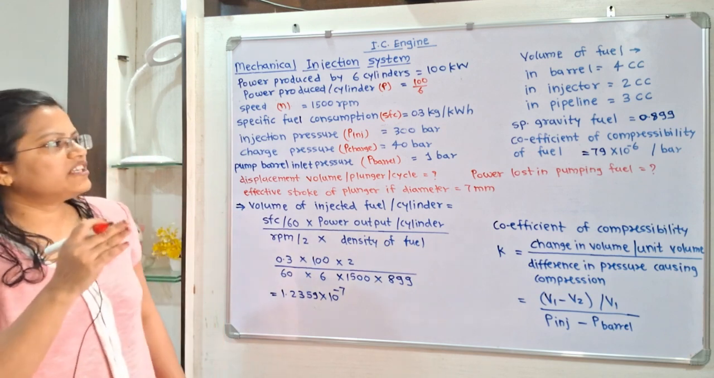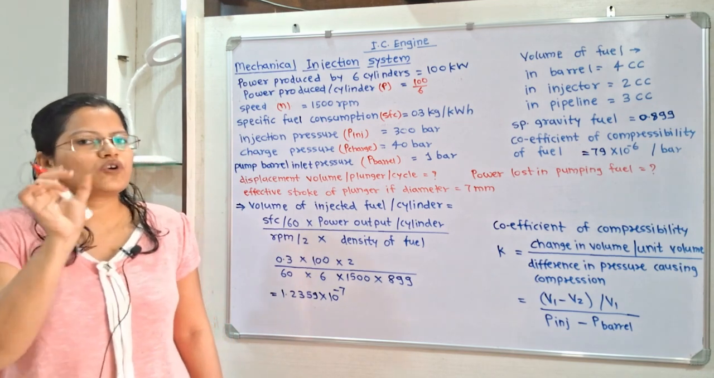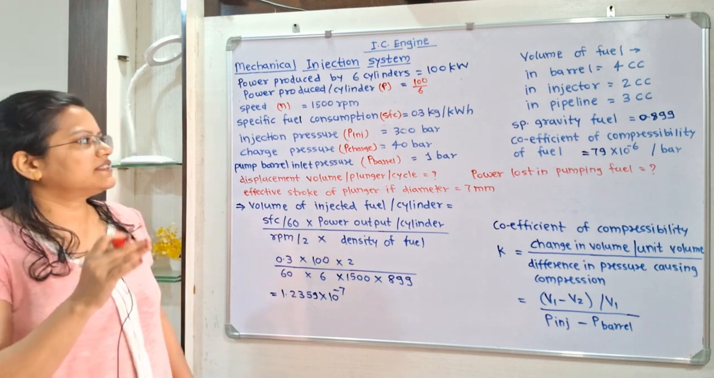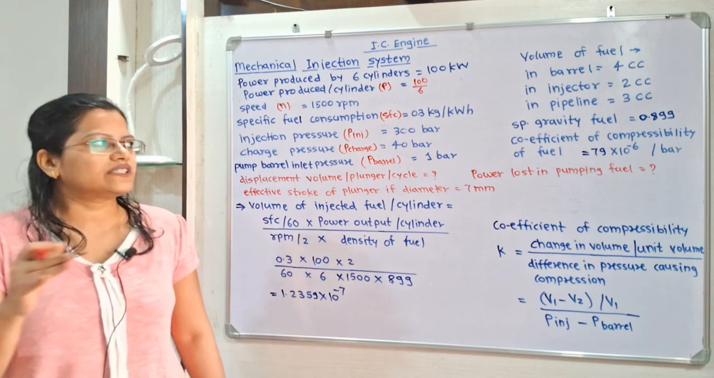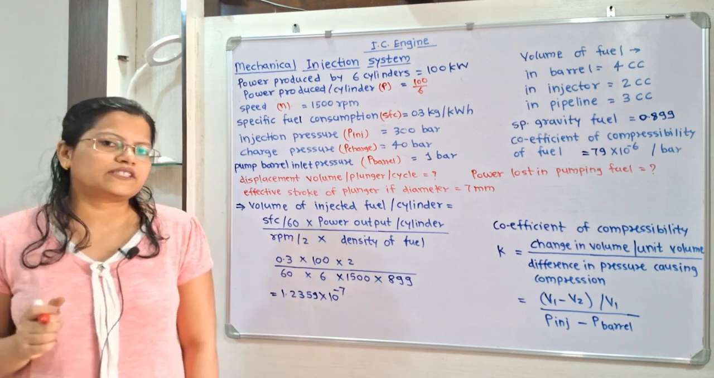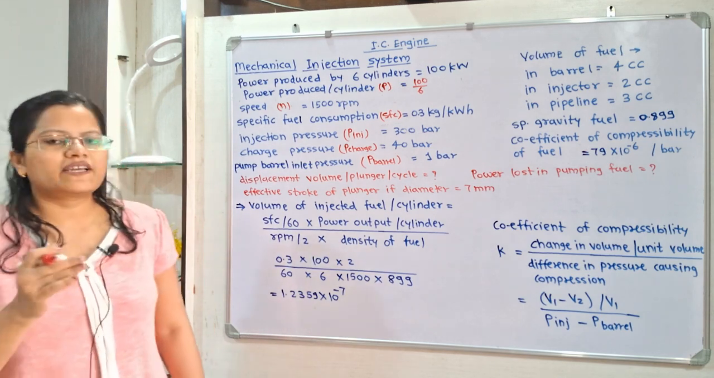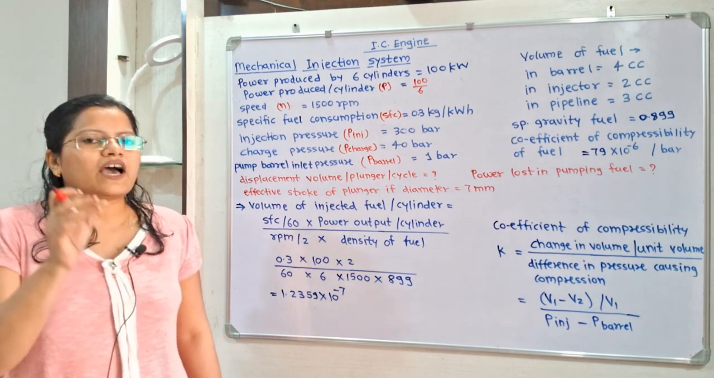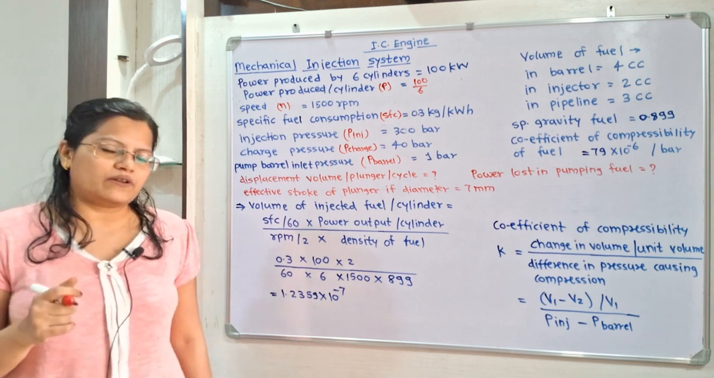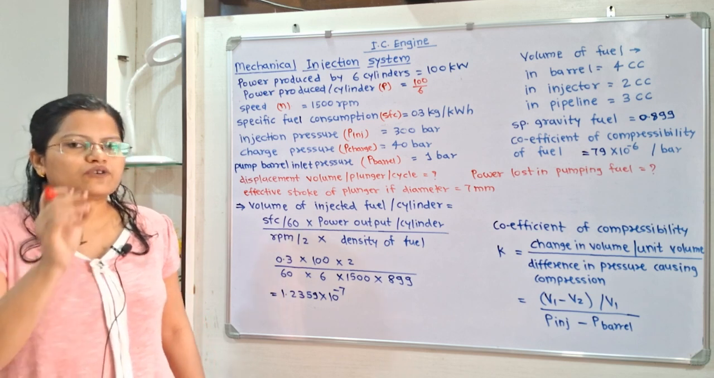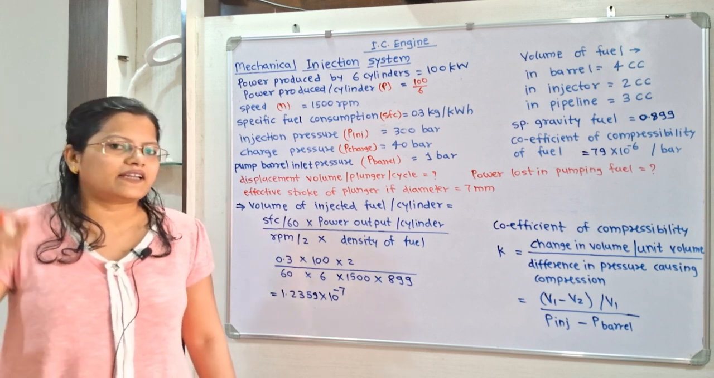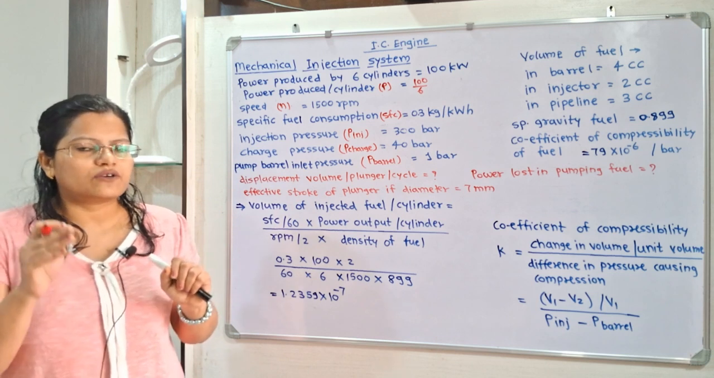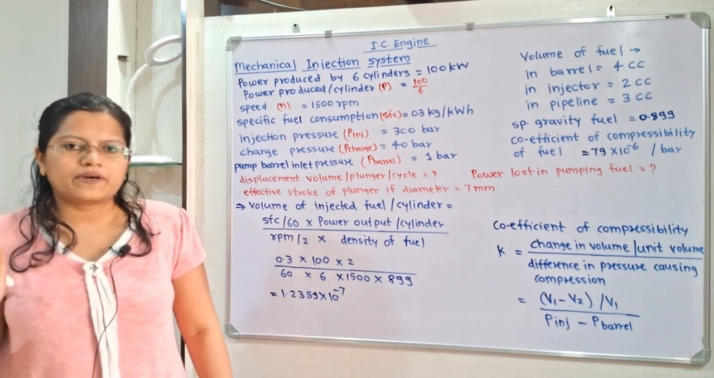Volume of fuel is given in centimeter cube, so the unit is cc. Volume of fuel in the barrel is 4 cc. Volume of fuel in injector is 2 cc. Volume of fuel in pipeline is equal to 3 cc. Now the specific gravity of fuel is also given, 0.899. From this data we can calculate the density of fuel. Density of fuel is equal to specific gravity multiplied by 10 raised to 3, so density of fuel is equal to 899 kilogram per meter cube.